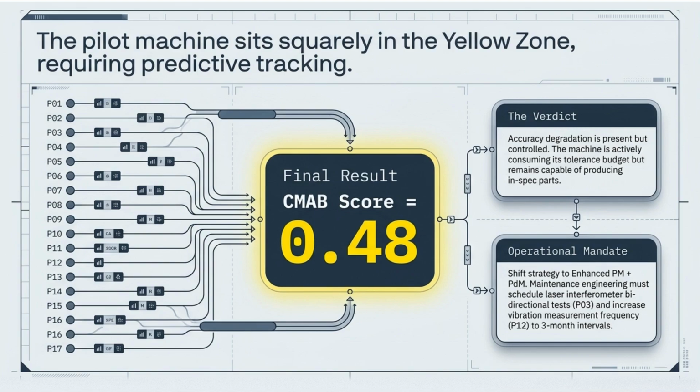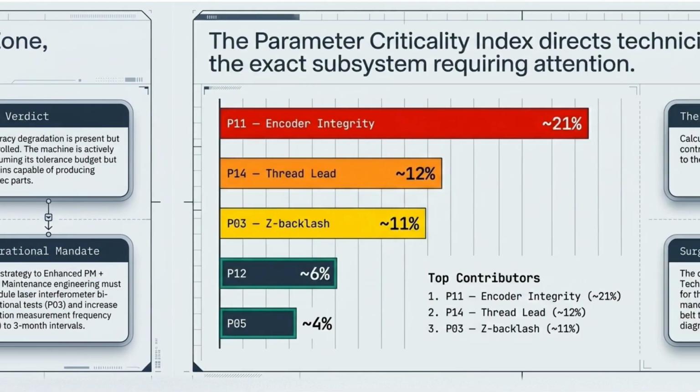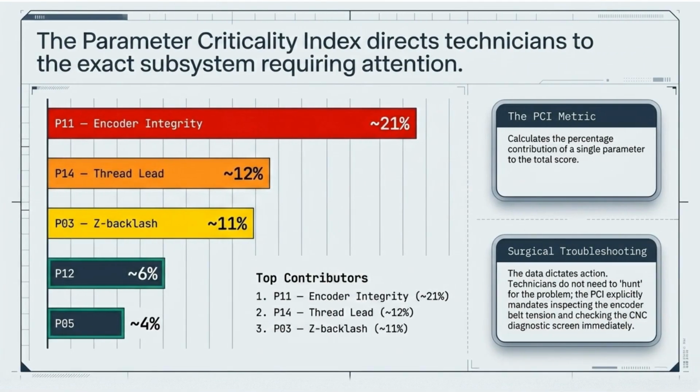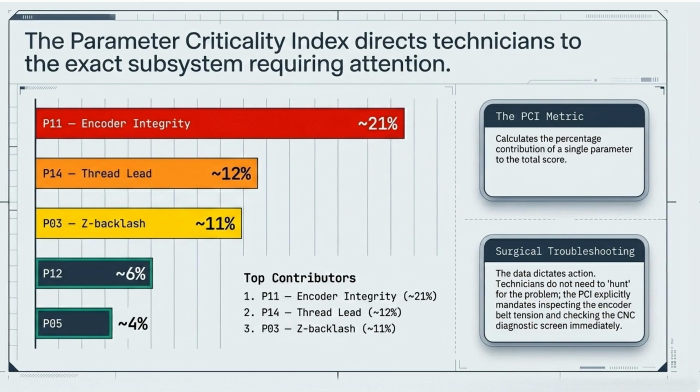This mandates a shift to enhanced PM and predictive maintenance, including increased inspection frequency for key parameters. The Parameter Criticality Index, or PCI, directs technicians to the exact subsystem needing attention. In this case, encoder integrity, thread lead, and Z backlash are the top contributors to the score.